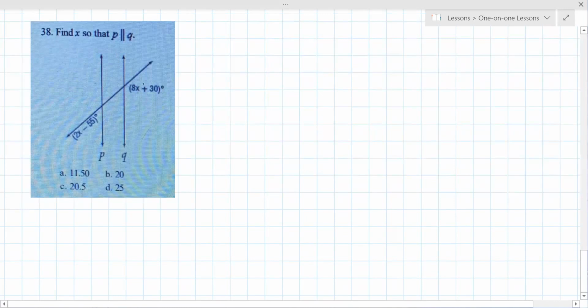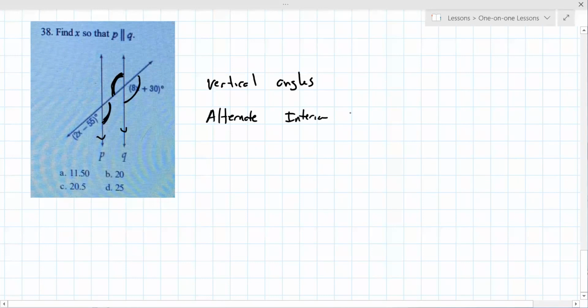for example, this angle right here that I just marked is congruent to this angle right here. But that has nothing to do with the fact that they're parallel. Why are these congruent? Do you remember? The vertical angles, okay? Now, if P and Q are parallel, this angle that I'm shading is congruent to this angle here that I'm shading by alternate interior angles. Do you remember that? Yes.